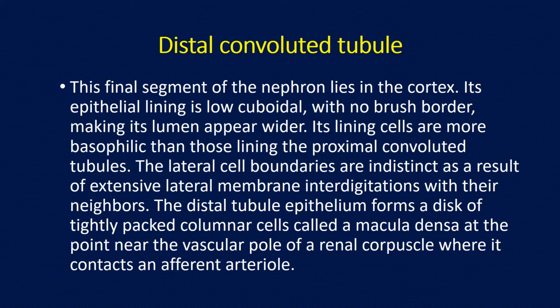In the distal convoluted tubule, there are cells of the macula densa. And it's a very important cell, an important part of the juxtaglomerular apparatus.